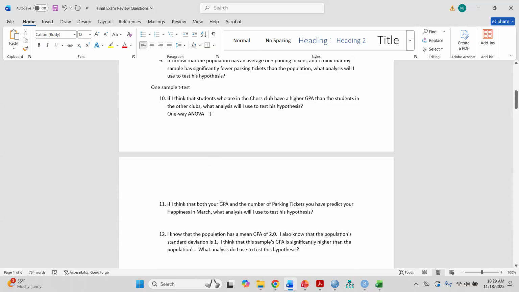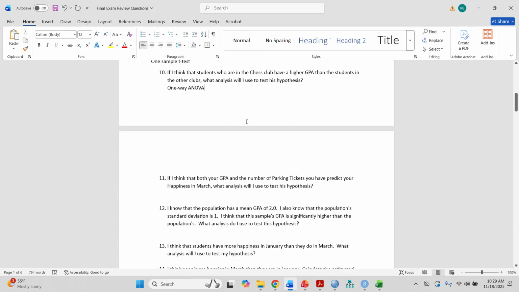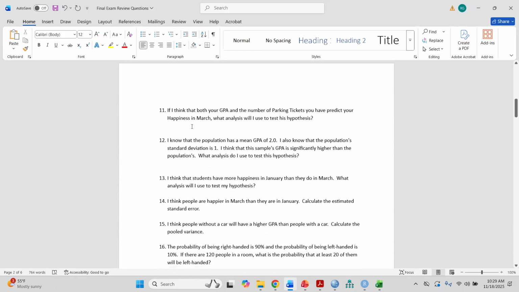One-way ANOVA means one factor, one independent variable with any number of levels. In this case, it happened to be three levels. If I think that both your GPA and number of parking tickets predict your happiness in March, what analysis am I using? GPA and parking tickets are both numeric variables. There's two independent variables, and you're trying to predict happiness in March. Well, that's a multiple regression, right? Multiple regression, more than one predictor variable.